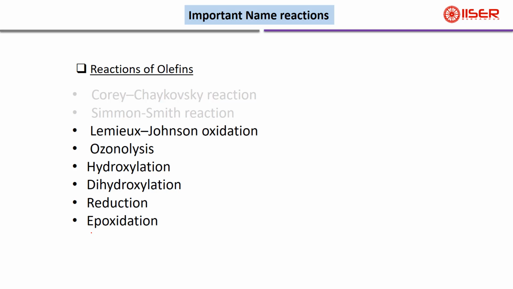Now we have already discussed some of the reactions of olefins like the Corey-Chaykovsky reaction and the Simmons-Smith reaction. There are some other important reactions which we will try to discuss today one by one, which will help you get an idea how to plan a retrosynthesis of any compound. So first one is Lemieux-Johnson oxidation, ozonolysis, hydroxylation, dihydroxylation, reduction and epoxidation.